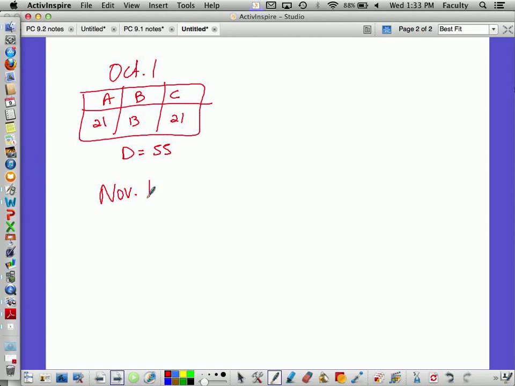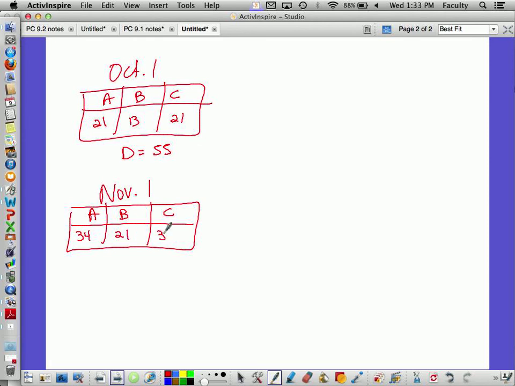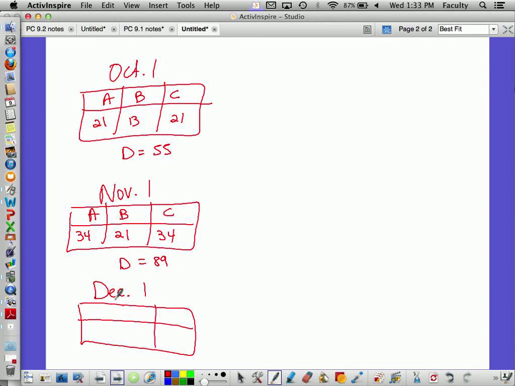All right, try November on your own. Try to figure that one out. And then go ahead to December. Did anybody get a total yet for December?